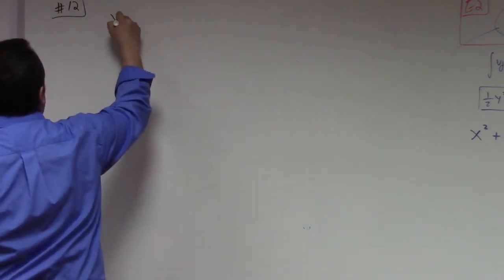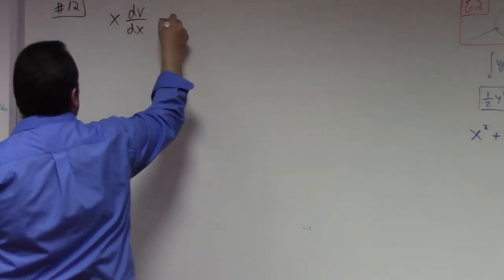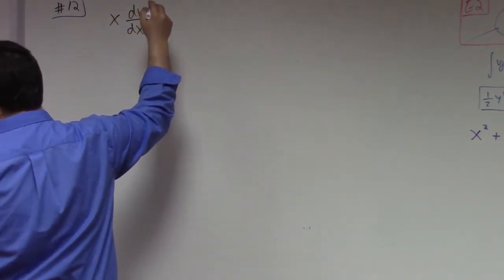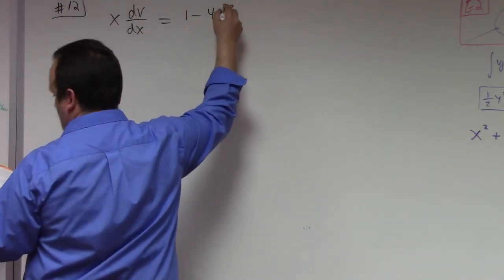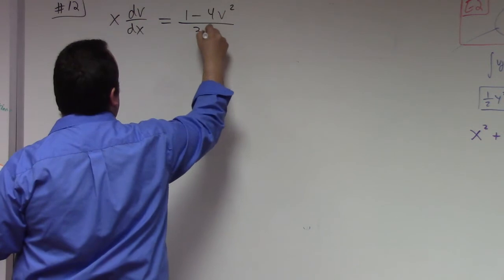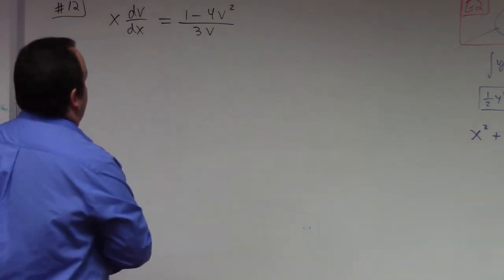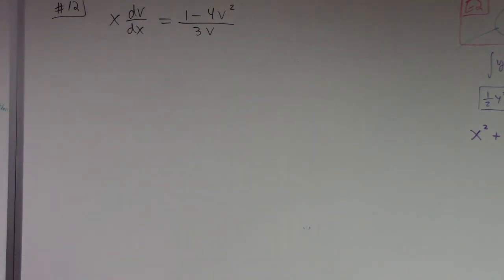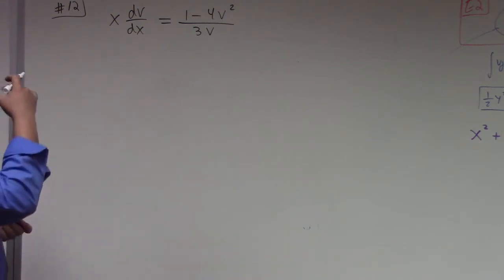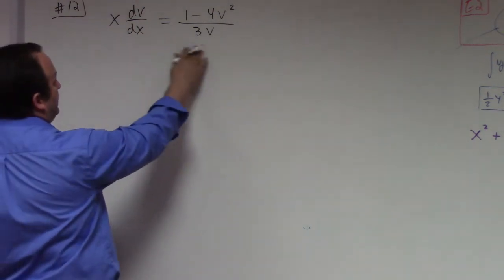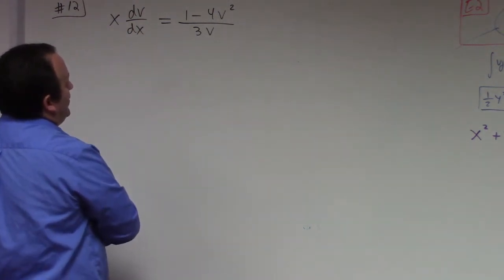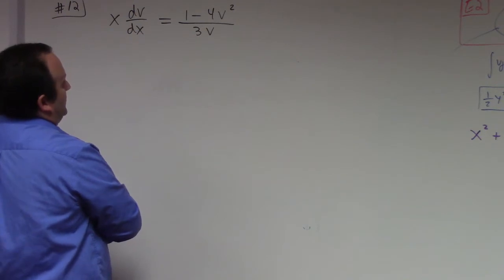Here we have x dv dx equals 1 minus 4v squared over 3v. All right. And so we're supposed to solve the equation. I guess we could think of v as being the y, but it doesn't really matter. You could think of x as being the y and v as being the x if you like. The point is we want to try to separate variables, right? Can we do that? Can you separate variables here? I think so.